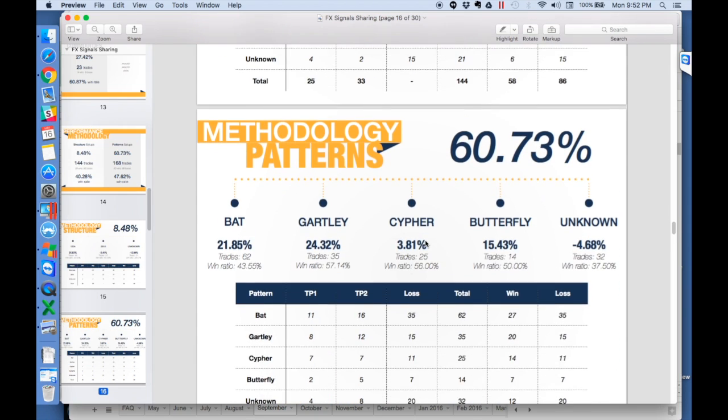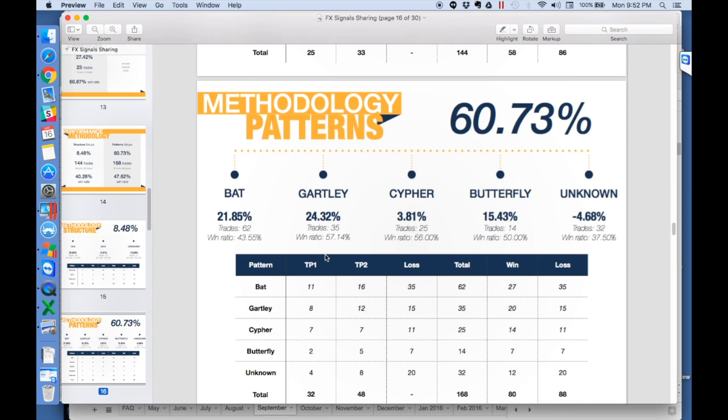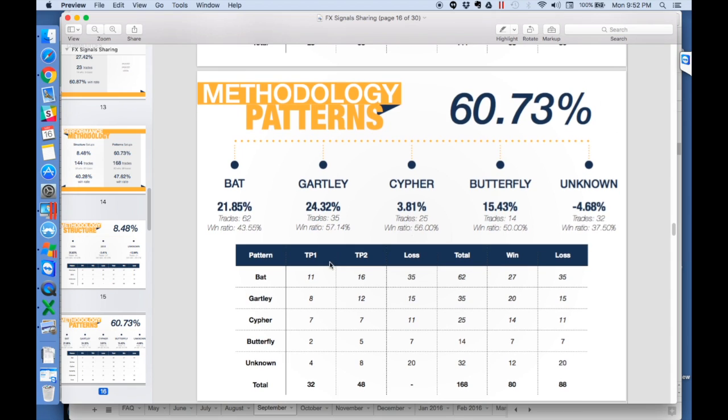Then for patterns, Bat, Gartley, Cypher, Butterfly, you can see that Cypher only gives you 3.81%. Then you might decide that maybe this is not worth the time you spend trading, and maybe you want to focus more on Bat and Gartley patterns. Majority of them are Cypher patterns? Not really. Based on last year's stats, we took 62 trades on Bat, but only 25 on Cypher.